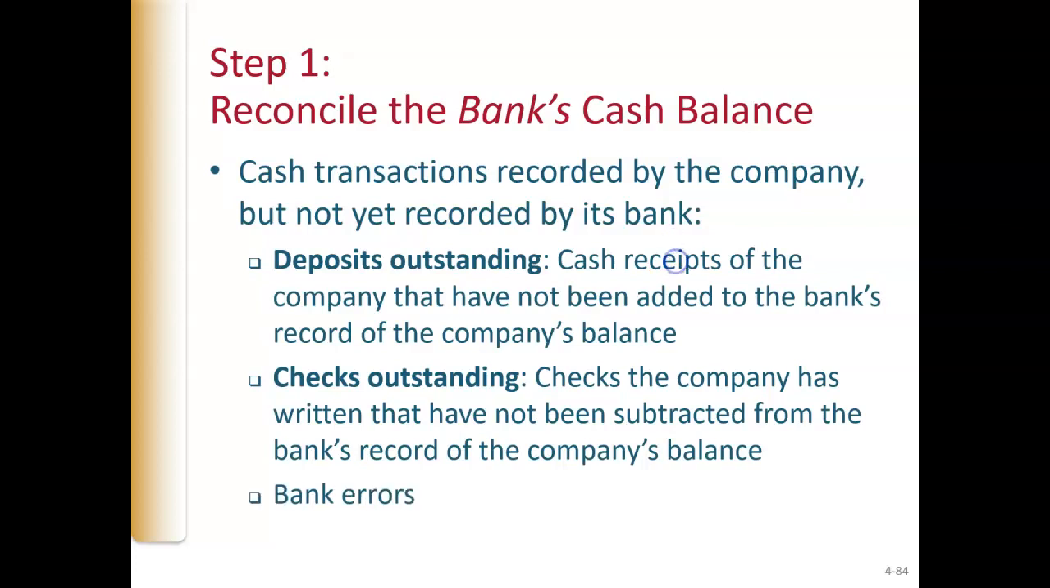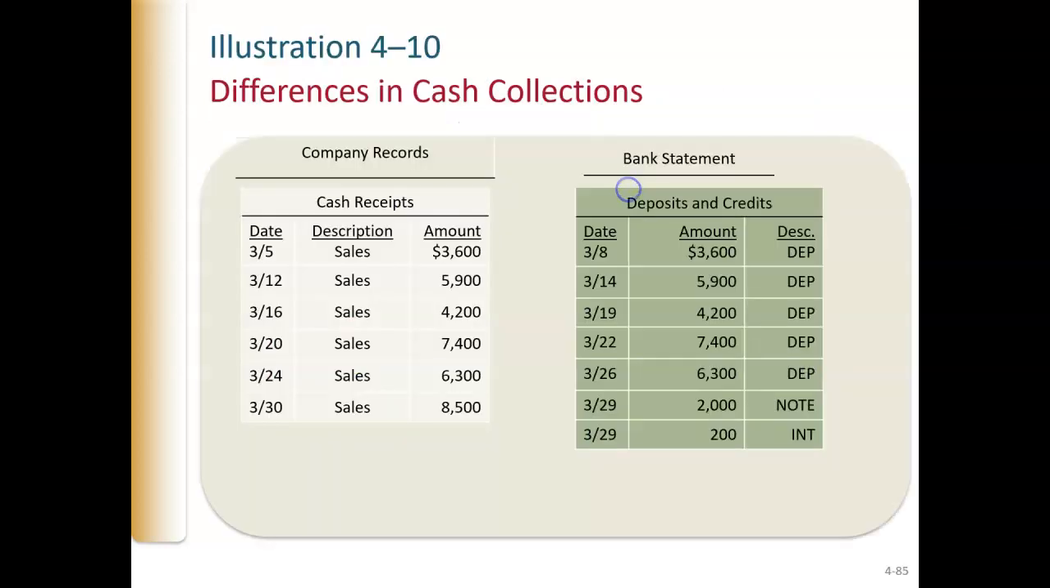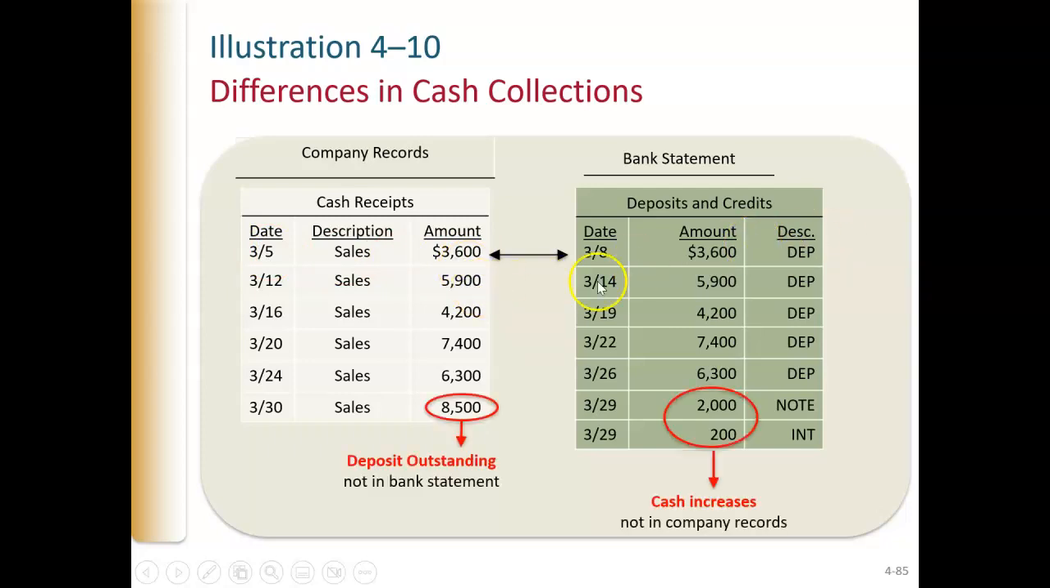Okay, then what we'll do is see if the bank made any errors. And if the bank made any errors, we're going to notify them of that. So here you see the company's records are on one side, the bank's records are on another. Do you see we've got this $3,600 matches. The $5,900 matches. The $4,200 matches. The $7,400 matches. The $6,300 matches.